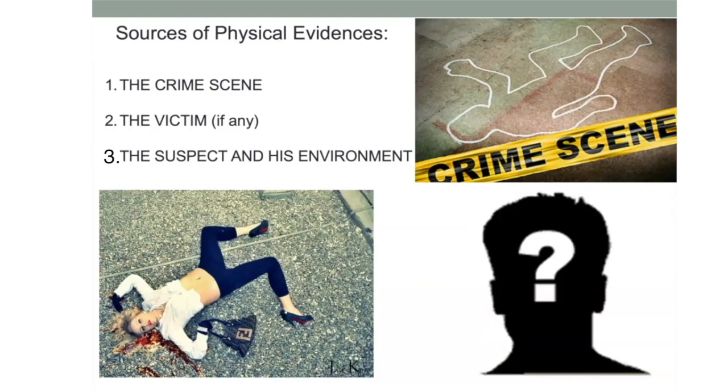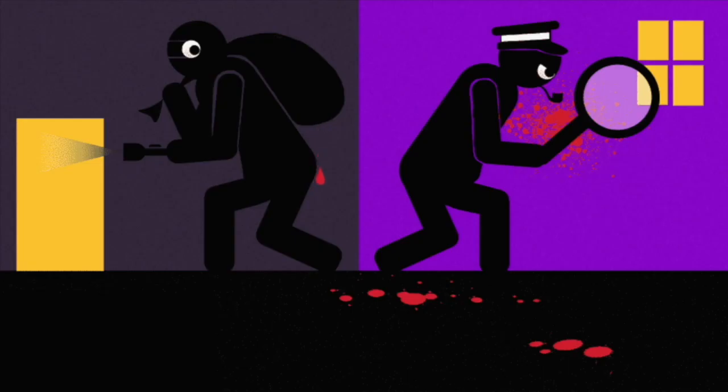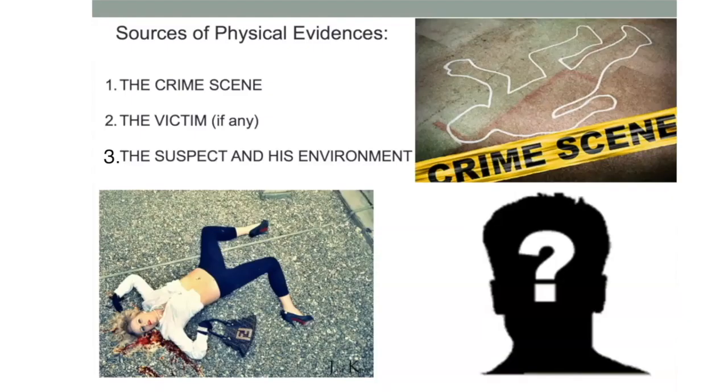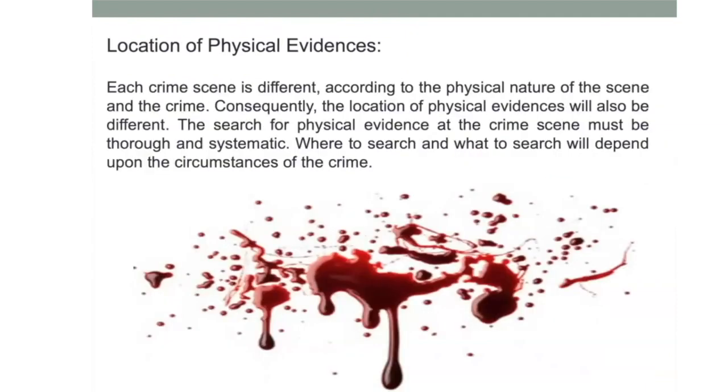And the third physical evidence source is the suspect and his environment. Let's say if I have committed a crime and I went back to my home, so again the footwear marks or whatever I have taken from the crime scene may reach my home as well. So in the suspect's environment and over the suspect as well, the evidences can be encountered.